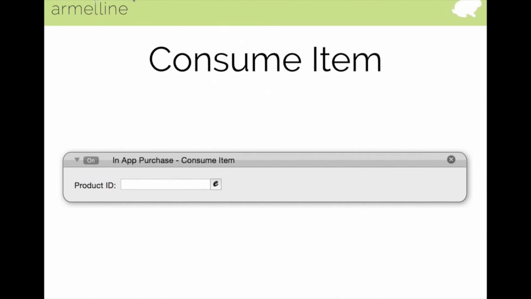Consume item, this one also causes some confusion. When you've made a purchase of a consumable item and the item has been successfully given to the player, so a table change has been made or a behavior attribute has been changed, you then will trigger this behavior. And all it will do is say this item is no longer in the process of being purchased and is now available again to be purchased. It won't consume what you've given to the user. It will only free up that item to be purchased again.